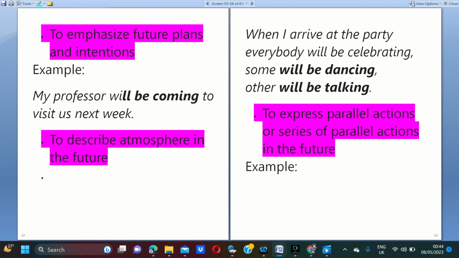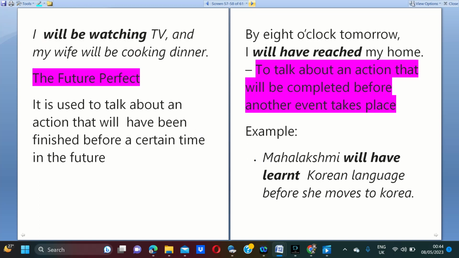Sometimes we use it for parallel actions. To talk about parallel actions also, we can use future continuous tense. I will be watching TV and my wife will be cooking dinner. See, these both are happening at the same time, simultaneously. So we can use future continuous tense to talk about these simultaneous actions.